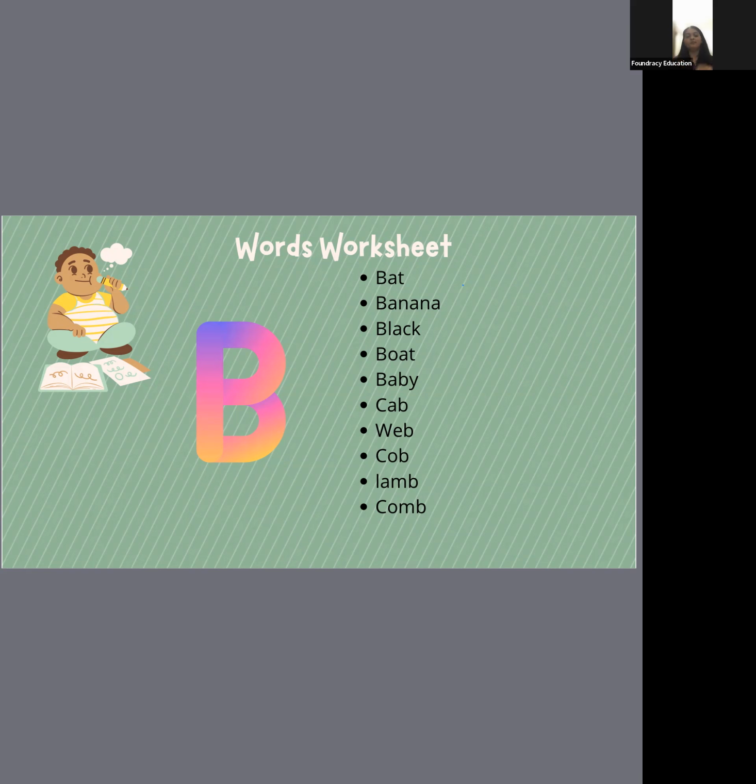Now the second group: cab, bed, ko, b, la, b, com, b. So the sound is b. I'm pressing both the lips and saying b. I'm not saying buh, I'm saying b. I'm pressing both the lips, b. This is the sound that you're supposed to say. Of course I've practiced it, that's why I'm able to say b, but you're also supposed to do the same.